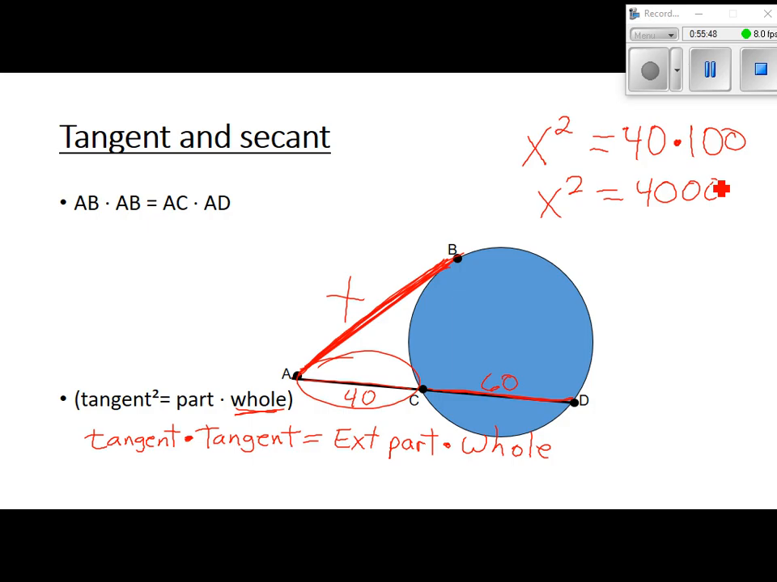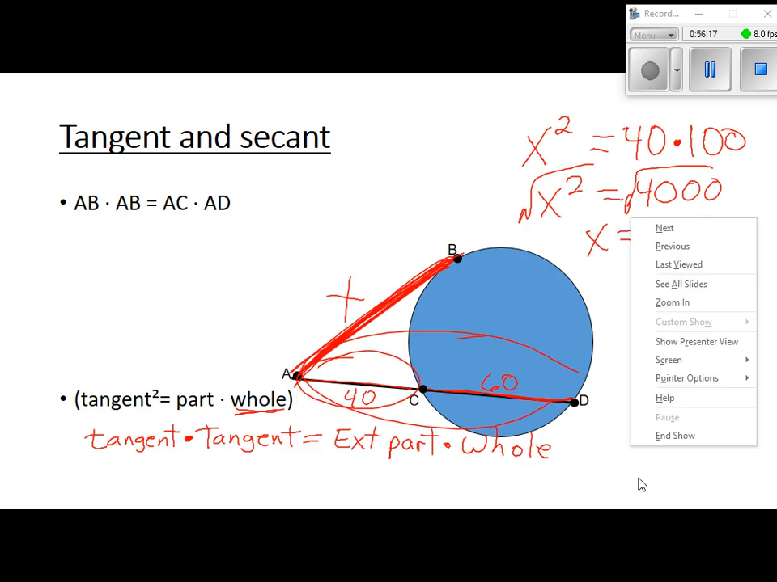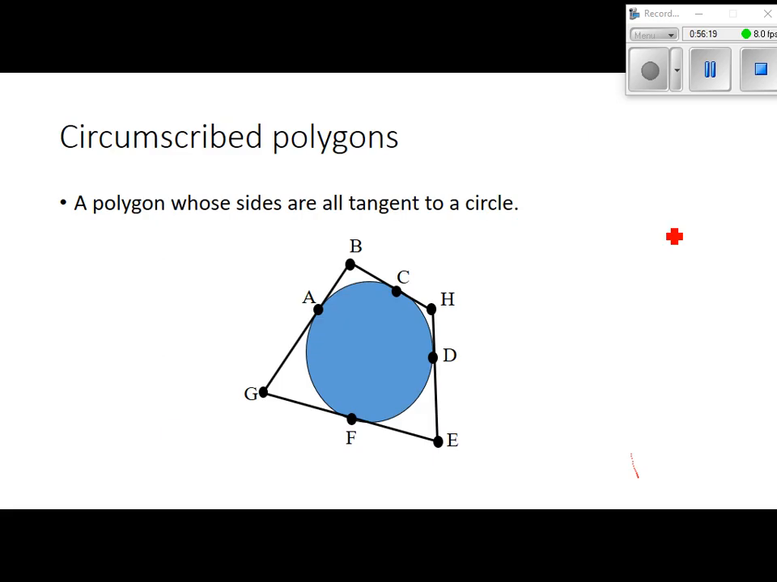Now what do we do? Then you square root both of them. Take the square root. I got 63.2. So how long is this tangent segment? 63.2, roughly. So tangent times itself equals the exterior part times the whole thing. Don't forget, it's got to be the whole thing, not just the inside part. You threw us all off with that one.